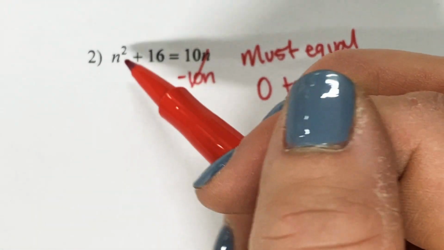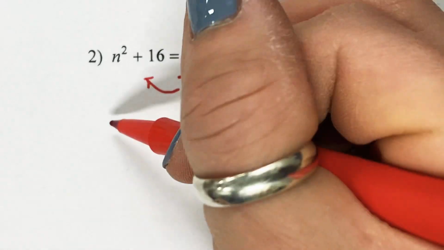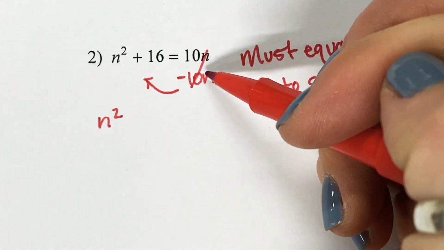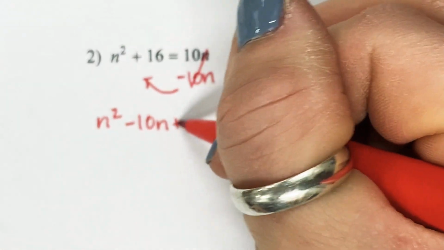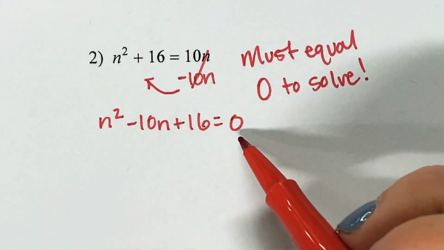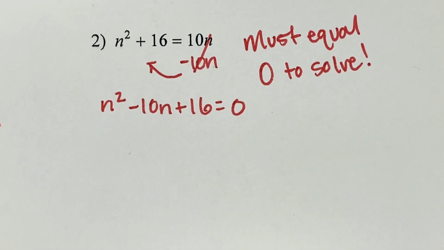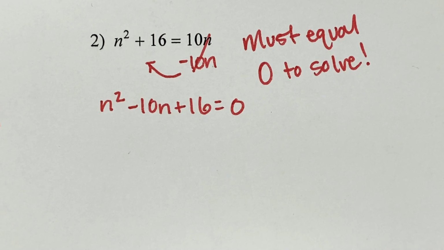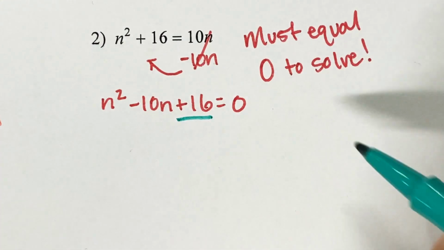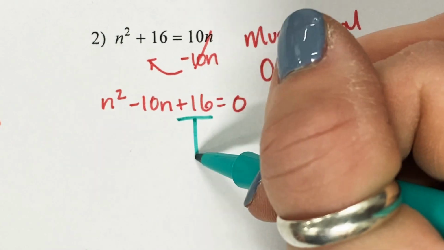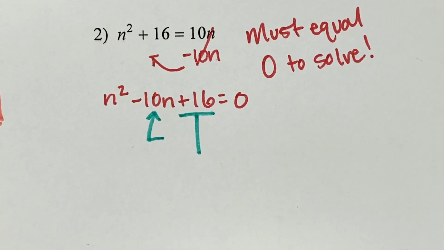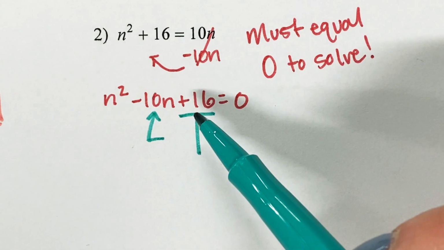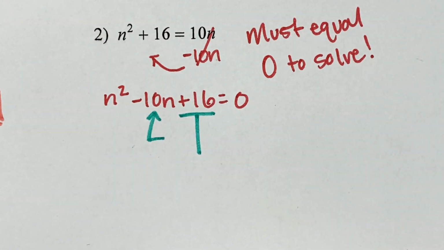So now I can rewrite it. I'm going to rewrite, always my squared comes first, so n squared. My one with the one variable goes in the middle, so minus 10n, and the plus 16 that was already over there. Now it equals 0. Now we can factor in order to solve. Okay, so I'm going to look at my number with no variables attached. That's positive 16. Okay, I need factors, or two numbers that are going to multiply to positive 16, but add to a -10. What two numbers multiply to positive 16, but add to -10?